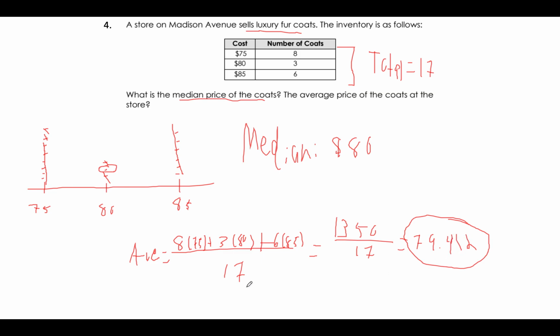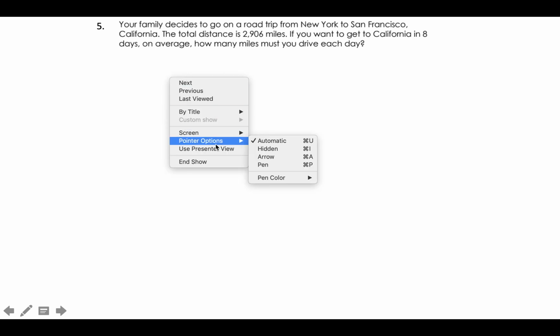All right. Awesome. We're on to our last question. This one is my personal favorite one. Your family decided to go on a road trip from New York to San Francisco, California. The total distance is 2,906 miles. If you want to get to California in 8 days, on average, how many miles would you need to drive per day? So our average, remember, is the sum over the number of events that we have.